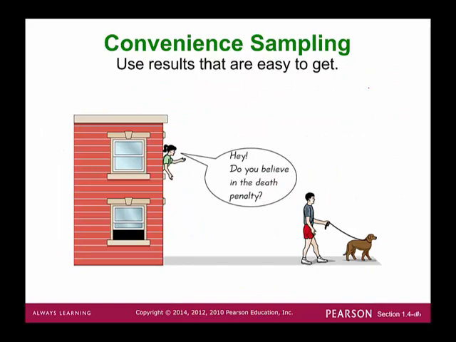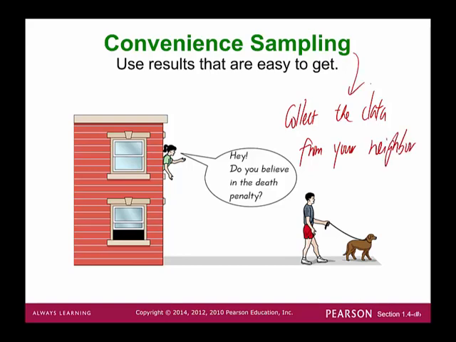And the second sampling method is what we call convenience sampling. We use results that are easy to get. For example, if you live in a building and you conduct a survey and collect data from your neighbors, then this is convenience sampling from the neighbors. This is typical convenience sampling.